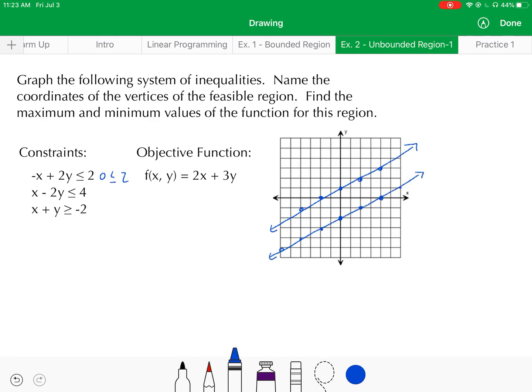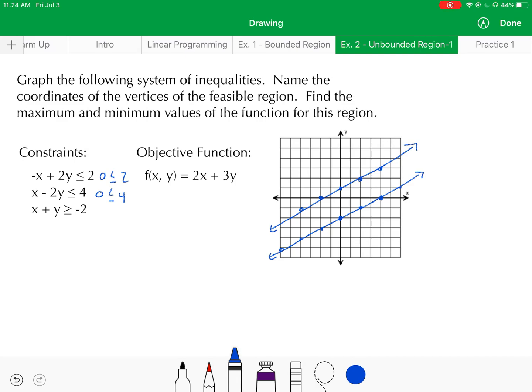Okay, for the shading, use the test point of the origin again. You'll end up with 0 is less than or equal to 4, which is another true statement. So for that boundary line, you would be shading above. So right now, the two shadings would overlap in between the two parallel boundary lines.